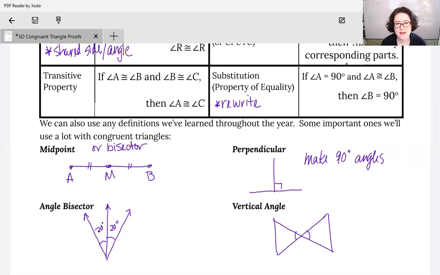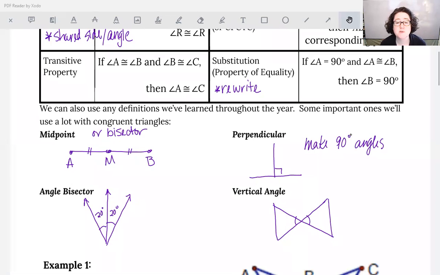So let's go ahead and look at some practice proofs. We're going to see 4 proofs today. 2 proofs are just going to be straight out, let's prove that the triangles are congruent. And then 2 of our proofs are going to practice that corresponding parts are congruent piece, where we'll have to go one step past proving our triangles congruent. So let's check out the first of our proofs.